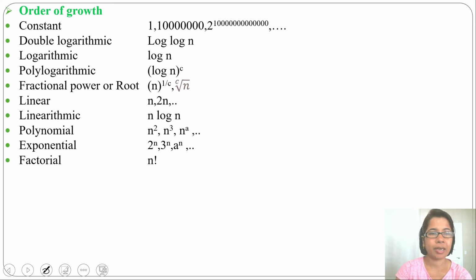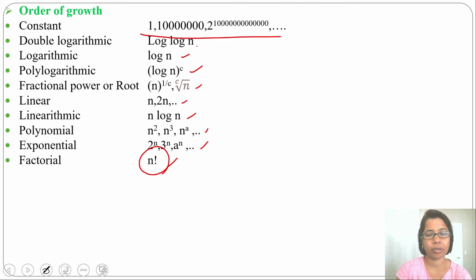So constant has the lowest order of growth, then double logarithm, then logarithm, then polylogarithm, then root, then linear, then n log n, then polynomial, then exponential, next is factorial. Factorial has the highest order of growth while constant has the lowest order of growth.